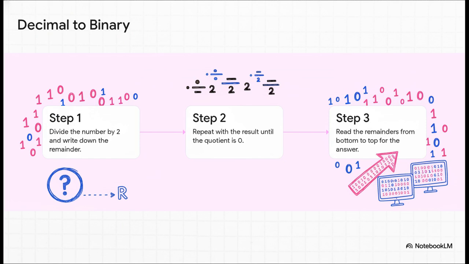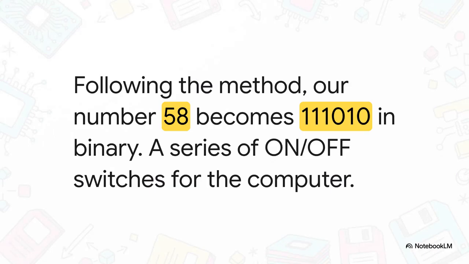See, the computer doesn't care about the idea of 58. It just needs a series of yes-no answers. Was there a remainder or not? And when you take those remainders and read them from the bottom up, our number 58 turns into this binary string, 111010. For the computer, that's just a specific set of switches, on, on, on, off, on, off. That unique sequence is how it knows we're talking about 58.